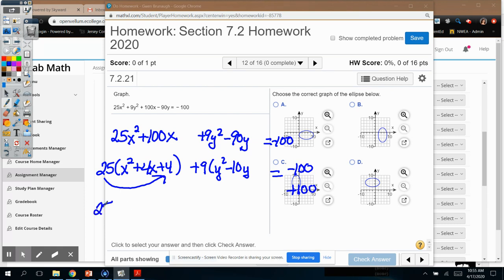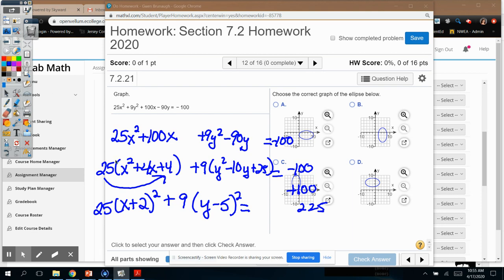So now I have a 25 and an x plus 2 squared, whatever it was when I cut it in half. Magic number here, half of 10 is 5. 5 squared is 25. But when I put the 25 there, what I really put is 25 times 9, which is 225. So now I have a 9 and a y minus 5 squared.